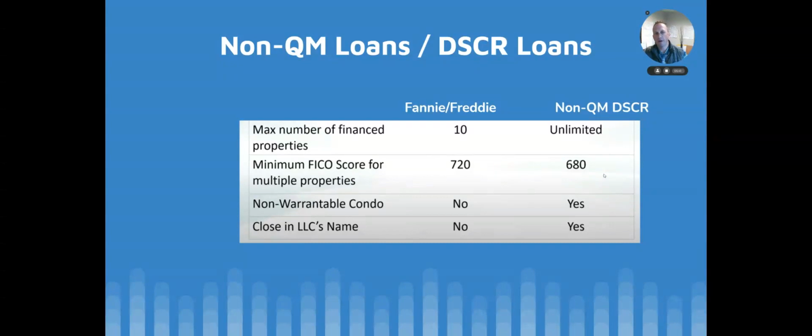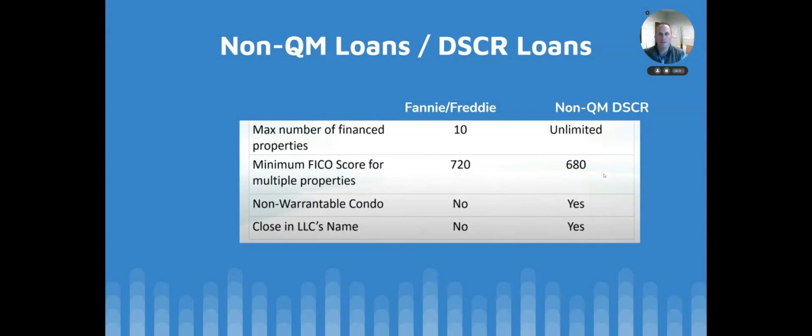I wanted to compare for you some differences between a Fannie Freddie investment property loan and this DSCR loan. Like I mentioned, you can have unlimited properties. This says 680 on your minimum FICO. I actually have some lenders who will go down to a 650. The next two are really cool. I love that you can do a non-warrantable condo. Yep, absolutely. And you can close in the name of an LLC on these loans. Very, very cool.